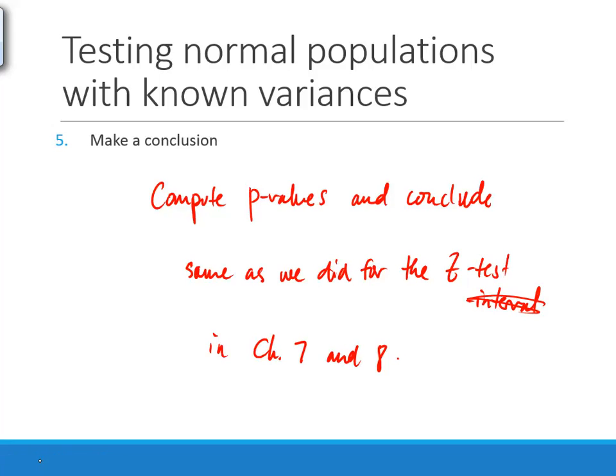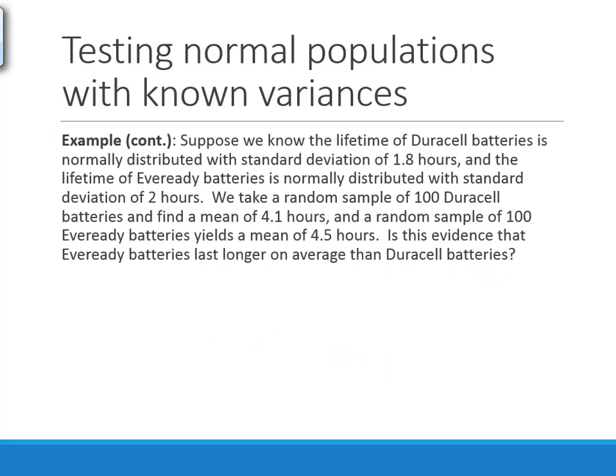Okay, well let's do a quick example here. Maybe we'll finish up here, probably. So going back to our battery example, again, we're going to assume now that we have normally distributed lifetimes, which is a questionable assumption, but we'll go with that for now. And we'll say that the standard deviation of the Duracell batteries of our first sample is 1.8. The standard deviation of our Energizer batteries is 2. And we're going to take a random sample of 100 of each of these and find our sample mean there of 4.1 and 4.5. So is this evidence that the Energizer batteries last longer on average than our Duracell batteries?